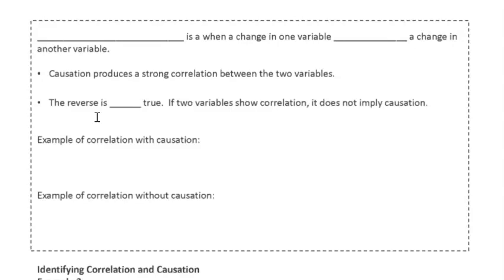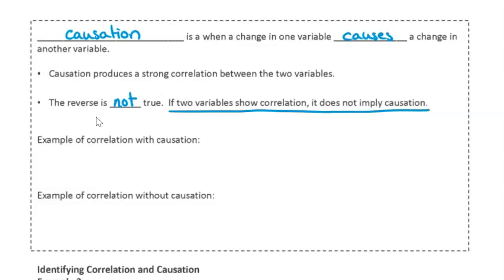Okay. And then a little more vocabulary is causation. Causation is when one variable causes a change in the other. Causation can produce a strong correlation, meaning they're very much related, and the reverse is not true. Just because they show correlation, just because they have a strong R value, does not imply that one variable caused it to happen.